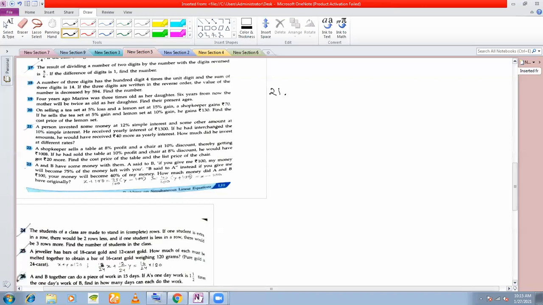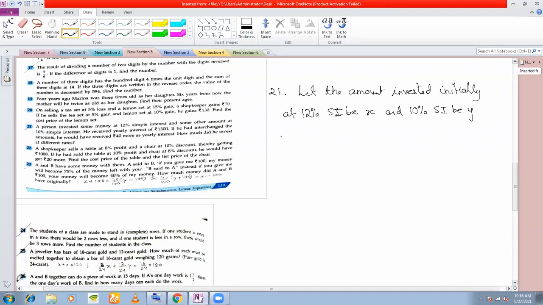What were his investments? So I start by saying, let the amount invested initially at 12% simple interest be x and at 10% simple interest be y. So initially let us assume that he invests rupees x at 12% SI and rupees y at 10% SI.